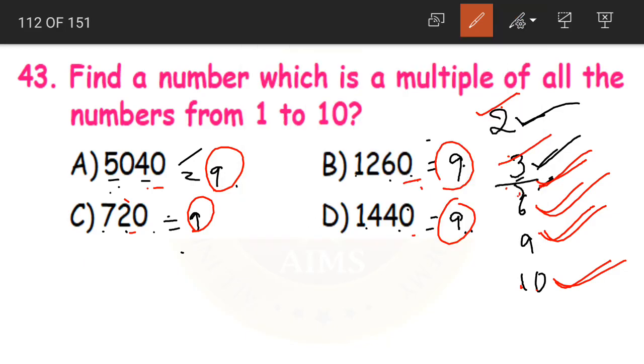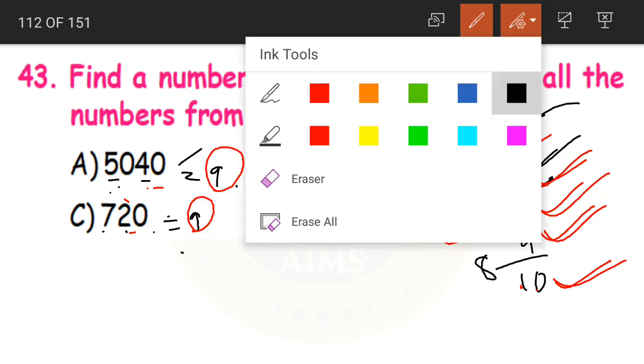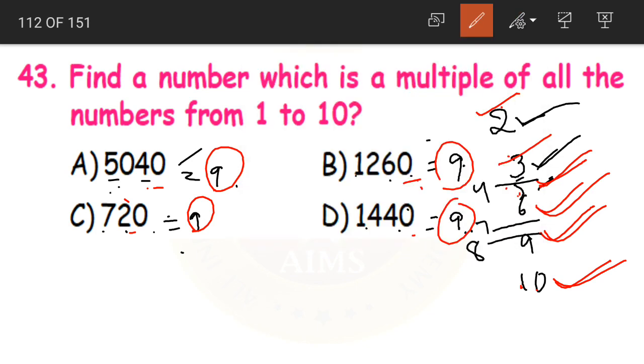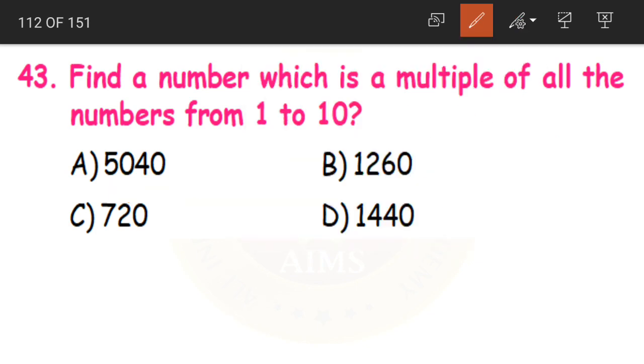Now what are missing here? 4, 7 and 8. Sorry, 8 should be here, right? 4, 7 and 8. Let me write the numbers here. We should check which of the numbers is divisible by all these 3. Now let us start with 8. Okay, let us start with the bigger number, or let us start with 7, because I feel that not many numbers are divisible by 7, children.